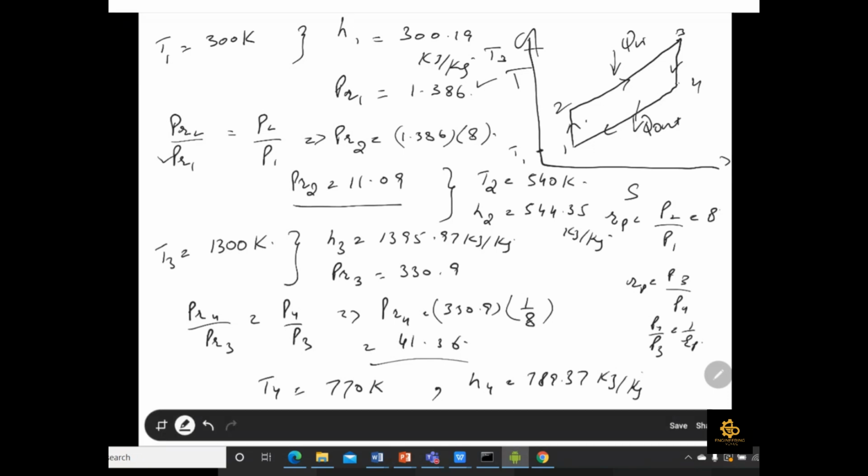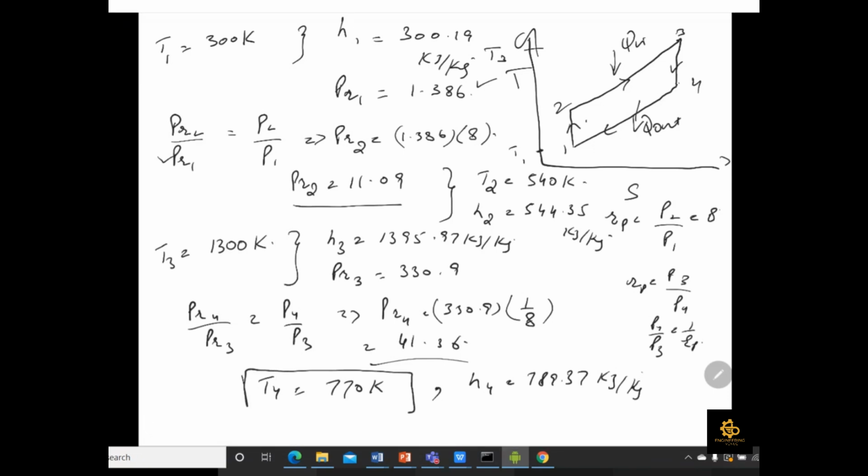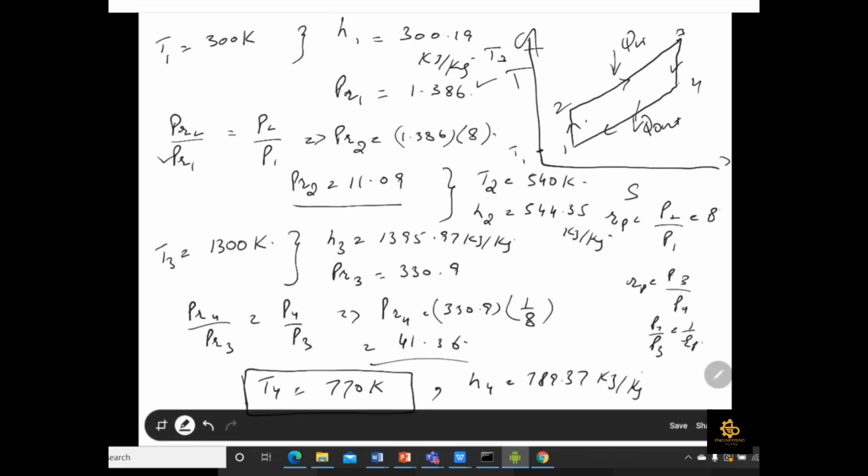This is part A. Our main target is to find T4, which is part A, the temperature at the exit of the turbine. So you have to note it down, then we move towards the next step.